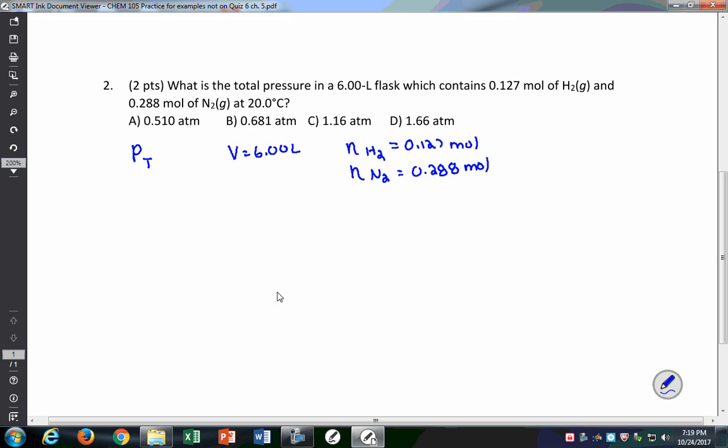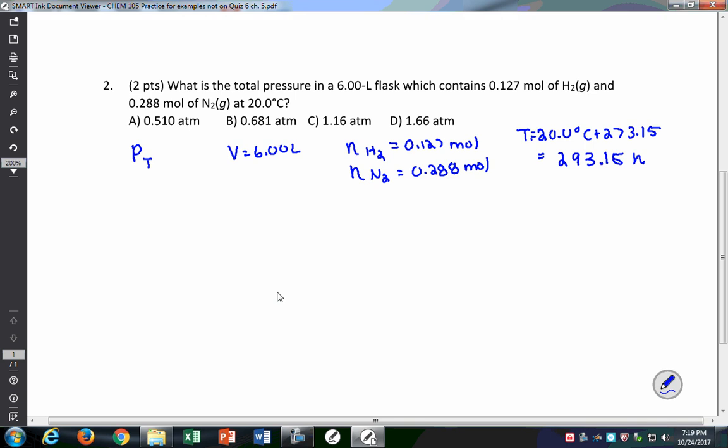And then we know our temperature, which is 20.0 degrees Celsius. As soon as you see a temperature anywhere in this chapter, just convert it to Kelvin. That's true for Charles' law as well, because that's what you needed in. So I just do that right away.